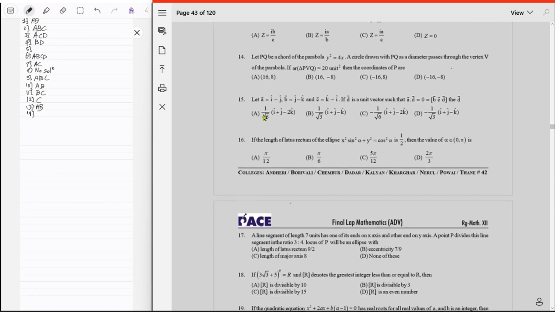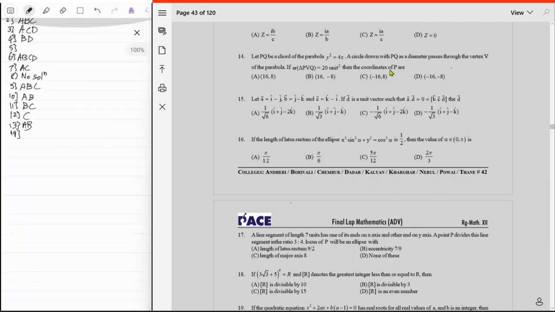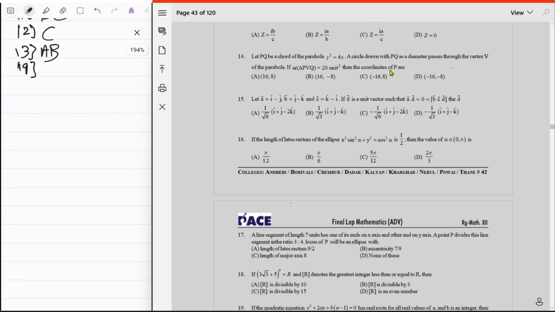14 is a PQ chord of parabola y squared equals 4ax. A circle drawn with PQ as diameter passes through vertex V of the parabola. Chord of parabola, circle through that passes. Right, basically, fine. t1 t2 equal to negative 4. If area of triangle PVQ equal to 20 units, then the coordinates of P are. I think we have done this one before, whatever.